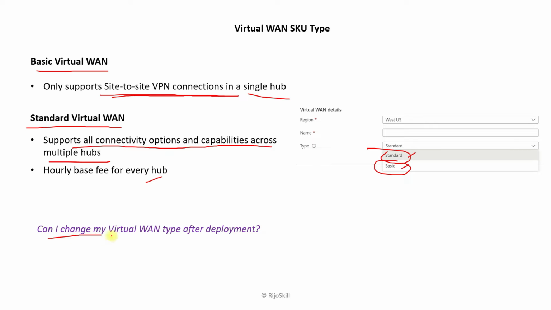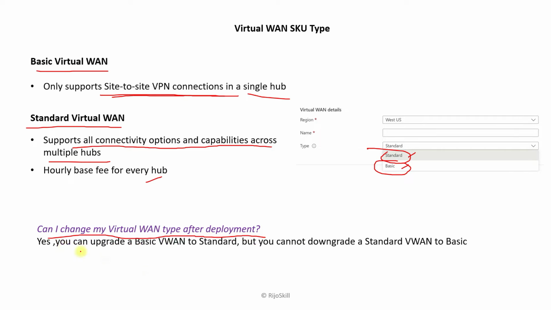So can I change my virtual WAN type after the deployment? Yes, you can upgrade the basic WAN to standard, but you cannot downgrade standard to basic. So you can upgrade from basic to standard, and you cannot downgrade standard to basic.